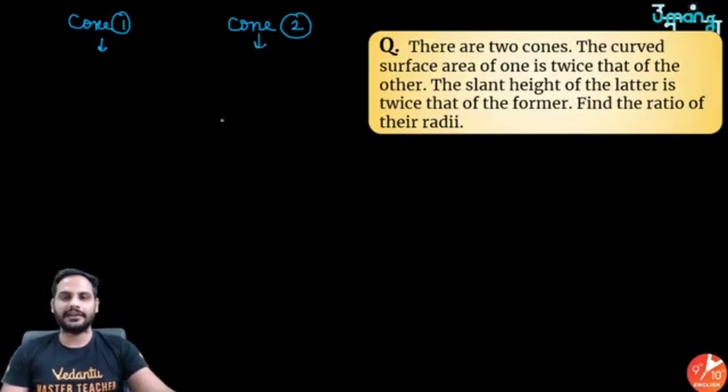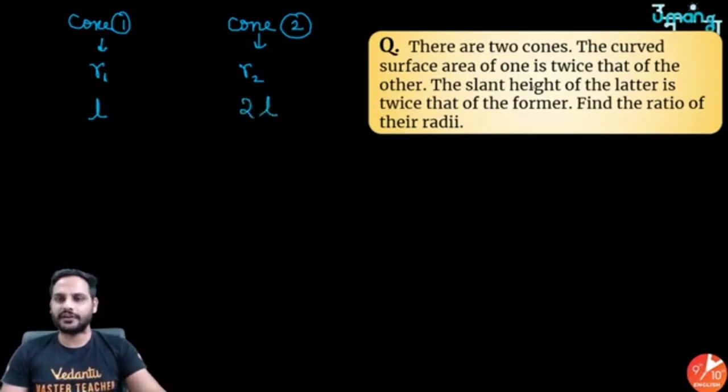So the radius ratio I don't know. So let us say the radii are R1, R2. Right? I don't know that. They have told slant height of the latter is twice that of the former. So slant height of cone 2 is double of the slant height of cone 1. So cone 1 slant height is suppose L, cone 2 slant height is double L, twice of L.